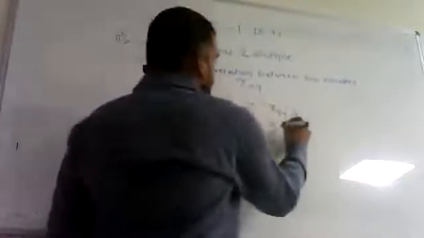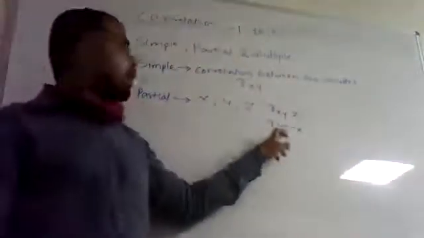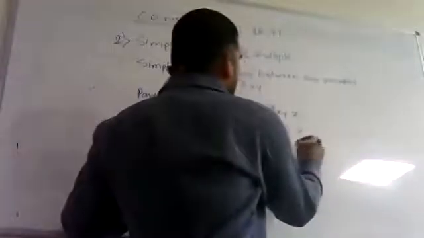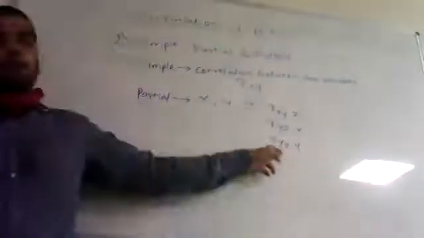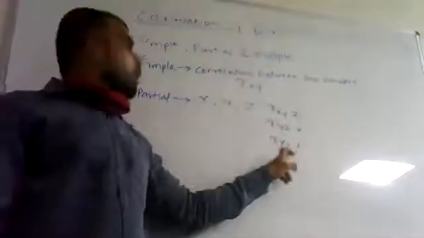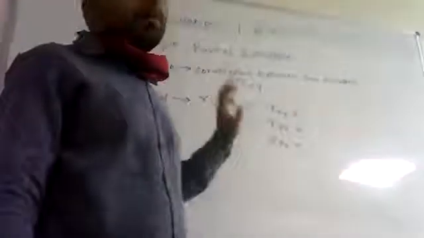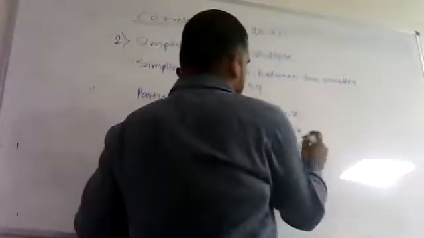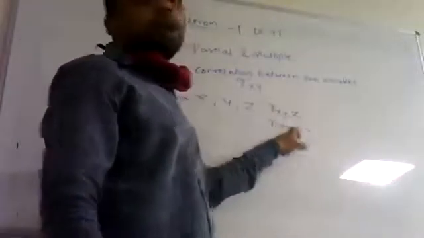Ryz.x means it is the partial correlation between y and z, removing the effect of variable x, and Rxz.y is the partial correlation between x and z, removing the effect of variable y. So partial correlation is the correlation between any two variables, removing the remaining variables. Whatever the variable after the dot sign, we remove the effect of that variable, and we find out the relationship between the remaining two variables.